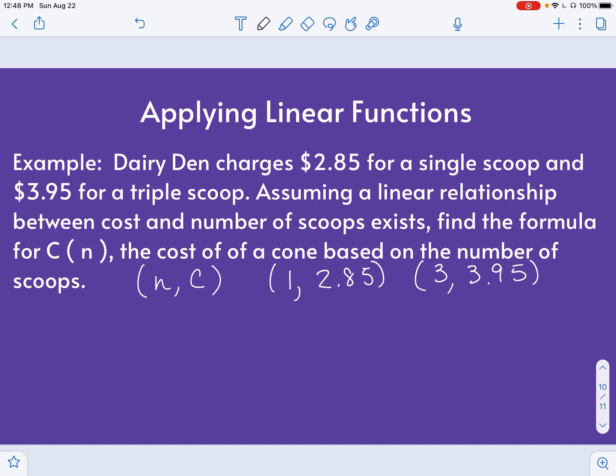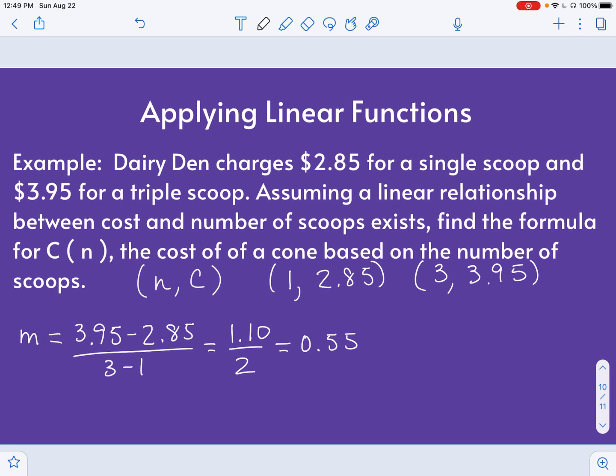So just like in the last few slides we did, I got to know my slope first. So $3.95 minus $2.85 all over 3 minus 1. And so $3.95 minus $2.85 is $1.10. And then just like you did back in Algebra 1 a whole lot of times, you're going to say, well, what is $1.10 divided by 2? Well, that's 55 cents. So my slope is 55 cents.